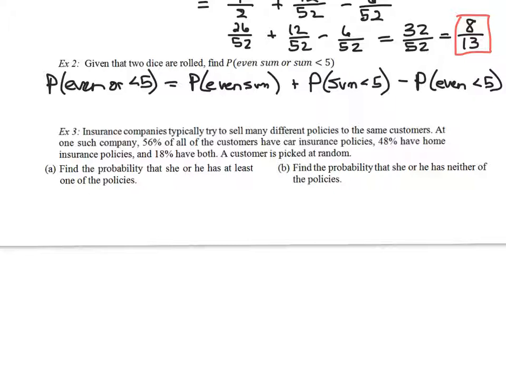Now it's going to take a little bit to count up how many we have in each category. If I'm trying to get an even sum when I roll 2 dice, that means that I've got to have something like a 1 and a 1, a 1 and a 3, a 1 and a 5, a 3 and a 1, a 3 and a 3, a 3 and a 5, a 5 and a 1, a 5 and a 3, a 5 and a 5.